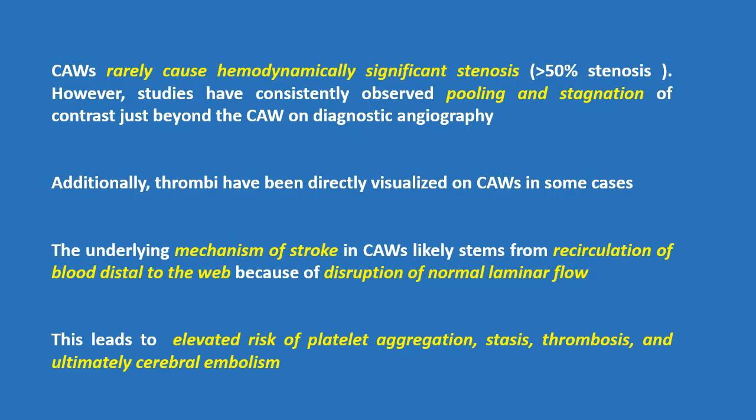Carotid artery webs rarely cause hemodynamically significant stenosis. However, studies have consistently observed pooling and stagnation of contrast just beyond the carotid artery web on diagnostic angiography. Additionally, thrombi have been directly visualized on carotid artery webs in some cases. The underlying mechanism of stroke in a carotid artery web likely stems from recirculation of blood distal to the web because of disruption of normal laminar flow. This leads to elevated risk of platelet aggregation, stasis, thrombosis, and ultimately cerebral embolism.